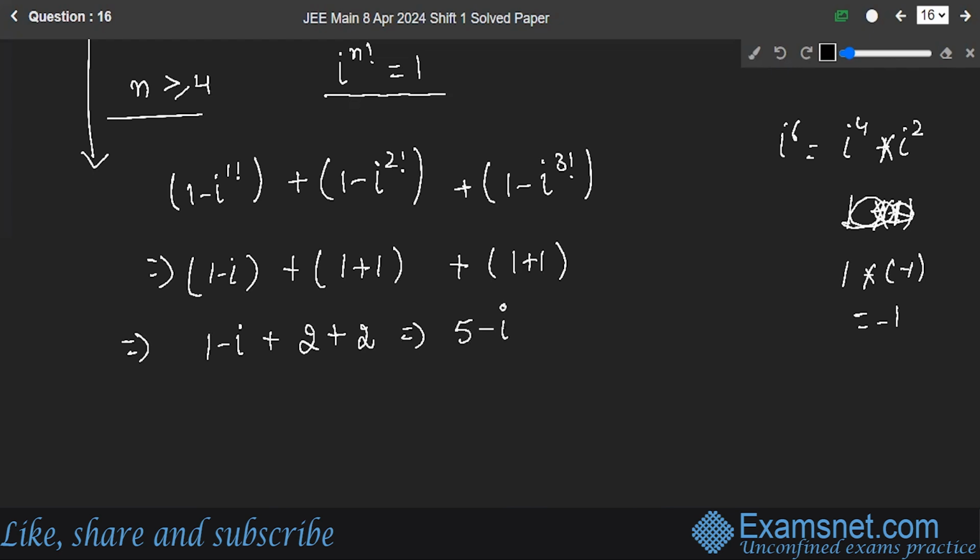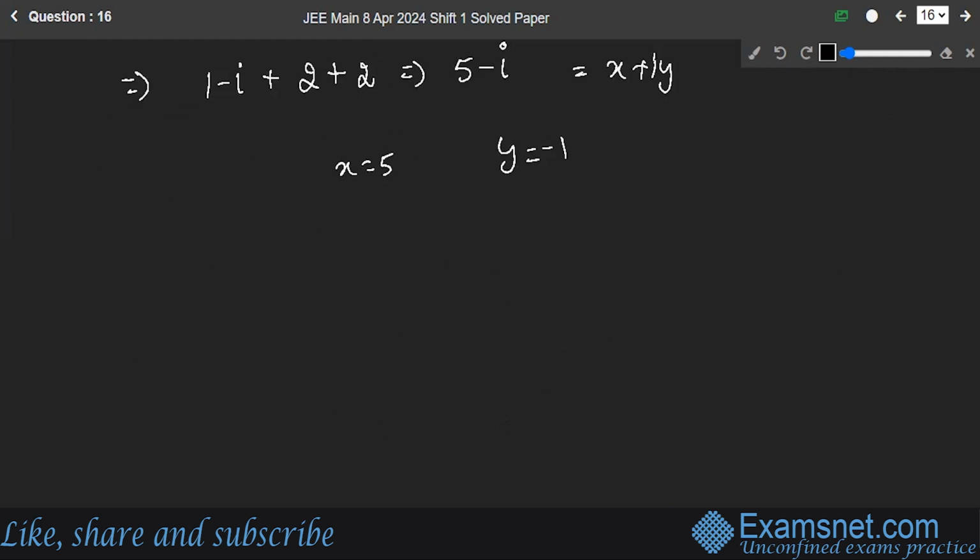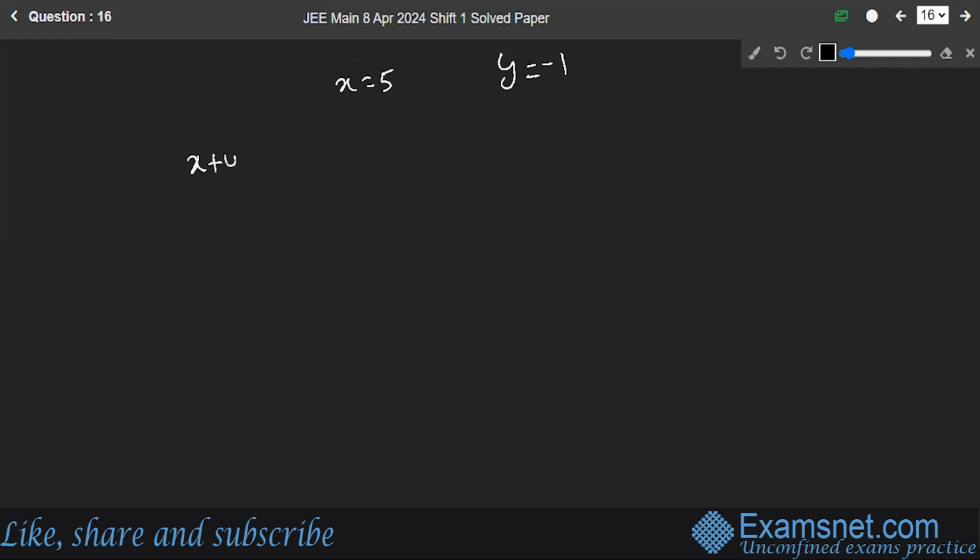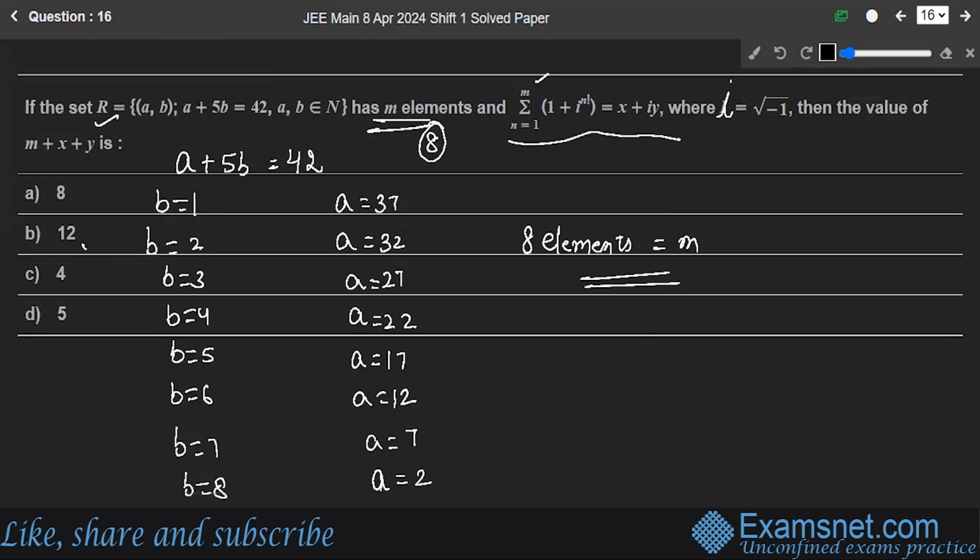or 5 minus iota. Now you were given that this is equal to x plus iota y. This gives you x equal to 5 and y equal to minus 1. So what do you get as x plus y plus m? x was equal to 5, y was minus 1, and m is 8. So you will get 12 as the answer.